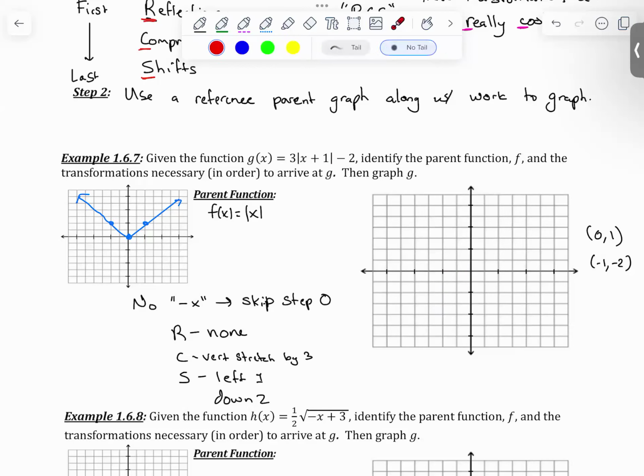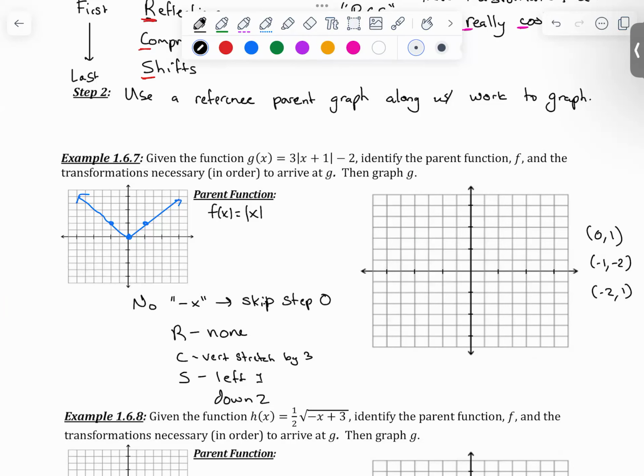Last but not least is the point (-1, 1). We're going to vertically stretch it by a factor of 3, so we're tripling it. So it's up here, because tripling a y-coordinate of 1, multiplying it by 3, would give you a y-coordinate of 3 now. Then left 1 unit and down 2 units to (-2, 1).